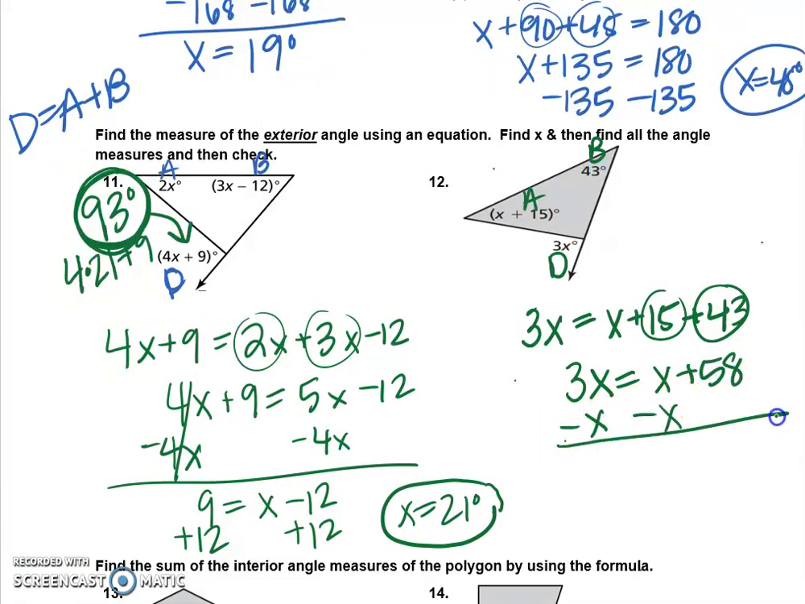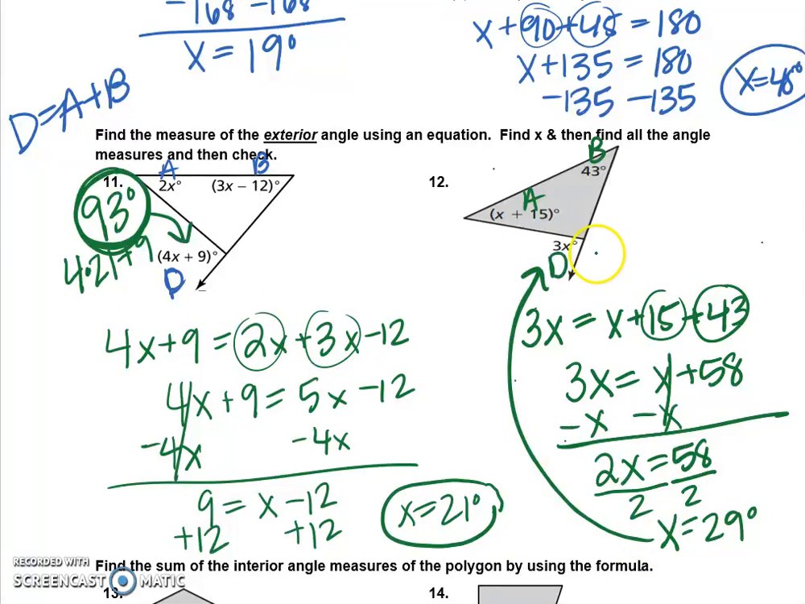Move the lesser variable. x is less than 3x. That's the one I move. 2x is equal to 58. Divide both sides by 2. And x is equal to 29 degrees. Plug it back in. And 3 times 29 is 87 degrees. That's the measure of that exterior angle.